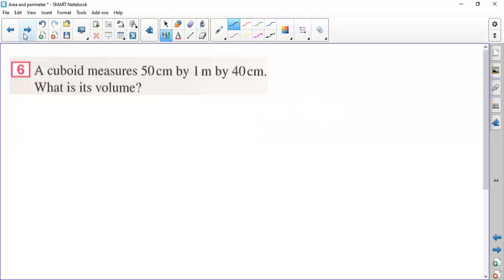A cuboid measures 50 centimeter by 1 meter by 40 centimeter. What is its volume? So what is given? We are given the dimensions. Let's say length is 50 centimeter. Width is 1 meter.